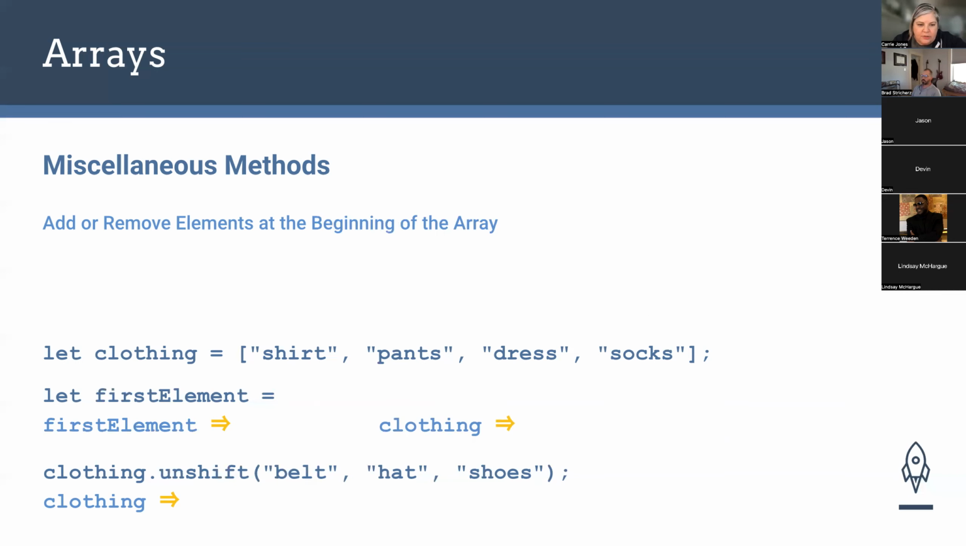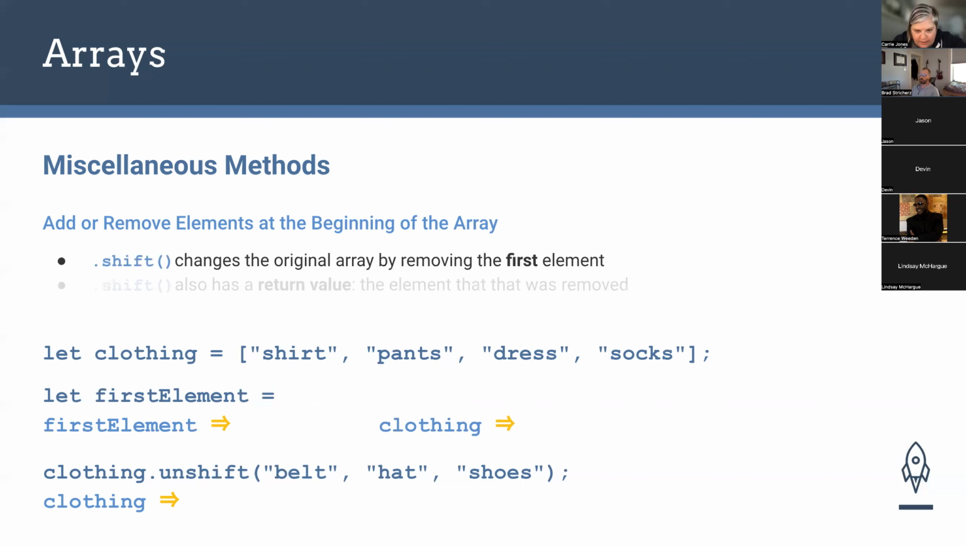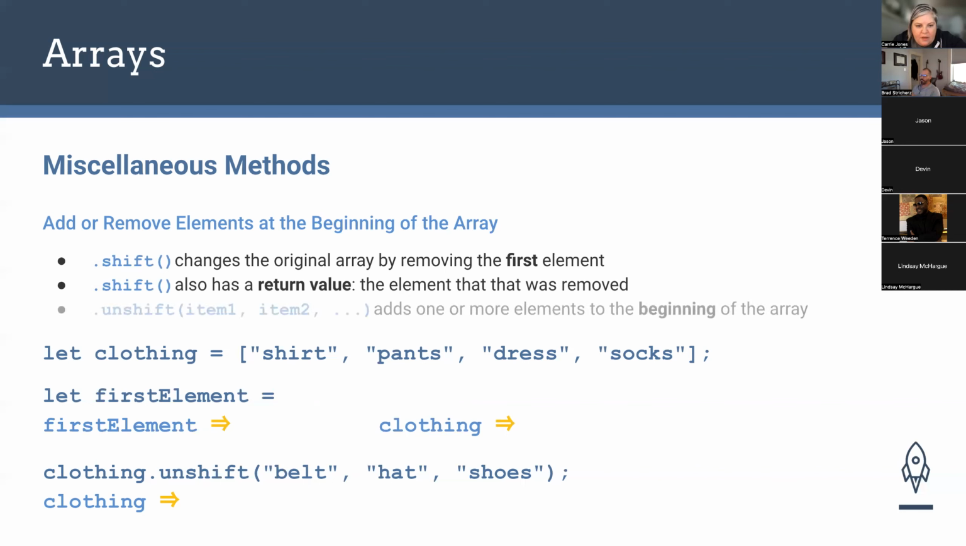Okay, so then let's move to the beginning of the array. Shift changes the original array by removing the first element. And shift also has a return value, just like pop does. It will give you back the element that was removed from the beginning.